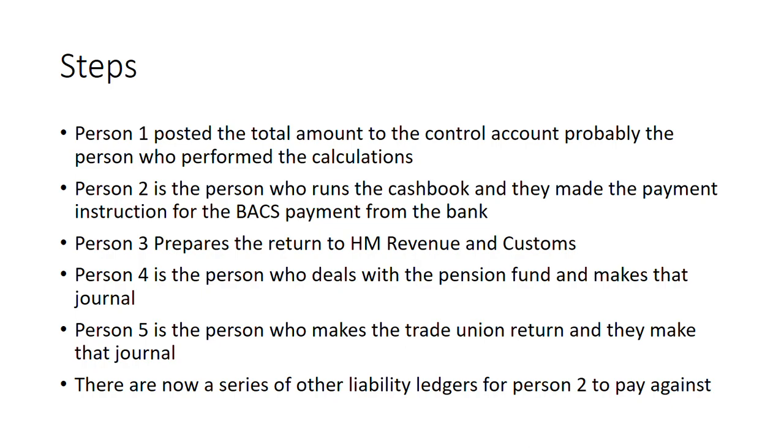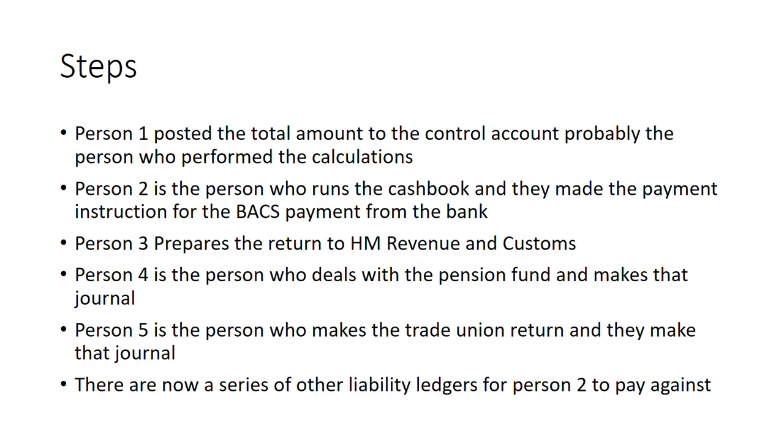That's their first step. Now, step two is the person who does the cash book, somebody different from person number one. They do the calculations and prepare the BACS return, which is what they're going to pay the people. In order for person number two to pay themselves a lot more money, person number one would have had to agree to put a lot more into the wages control account than they should, so that person number two could take it out and pay it to themselves.